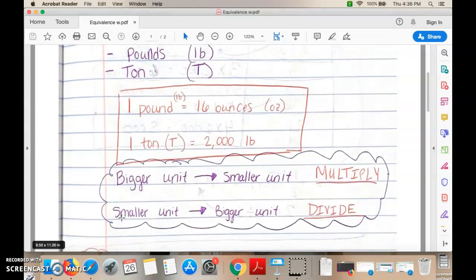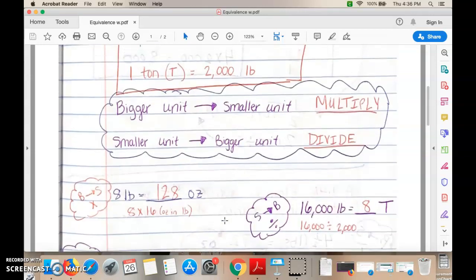When we are converting our units of weight, we need to remember that if we're going from a bigger unit, let's say tons, to a smaller unit, which is pounds, we need to multiply it. Anytime you go from big to little, multiply. If you're going from a smaller unit, let's say ounces, to a bigger unit, pounds, we're going to divide. So anytime you go from smaller to bigger, divide. Okay, let's look at some problems.